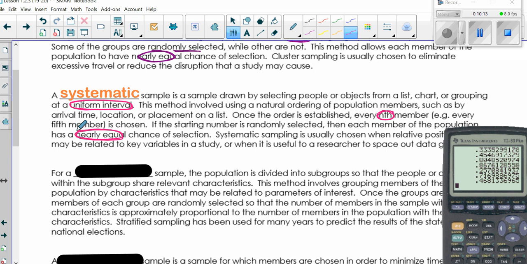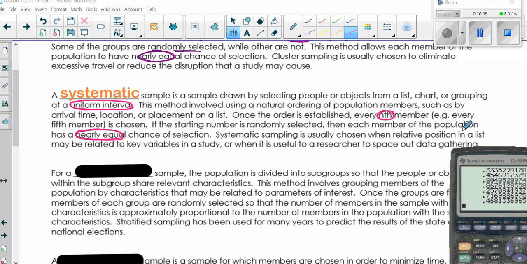Systematic sampling is usually chosen when relative position in a list may be related to key variables in a study, or when it is useful to a researcher to space out data gathering. Okay, so the important part is that this number that is chosen is selected randomly. So if you wanted to put numbers 1 through 10 in a hat and pick out a number and it said 3, then it would be every third person.